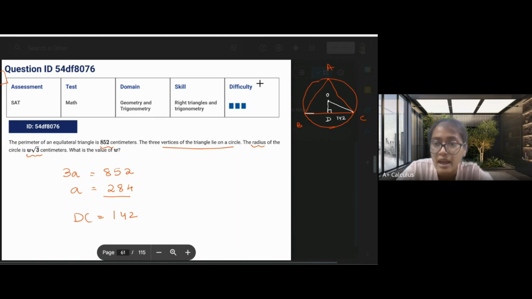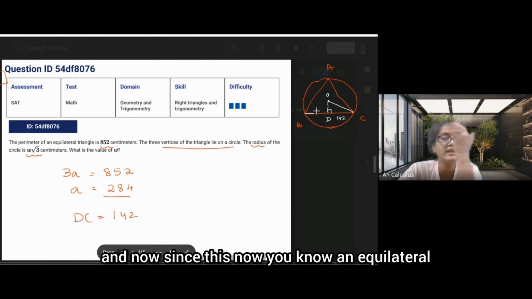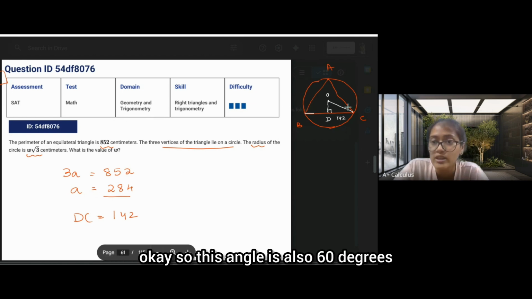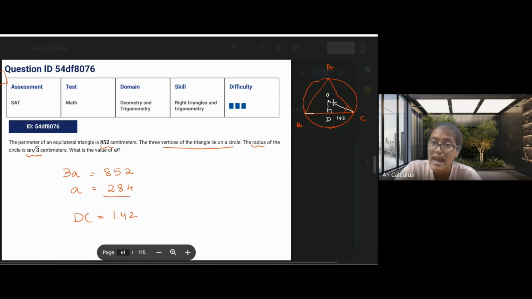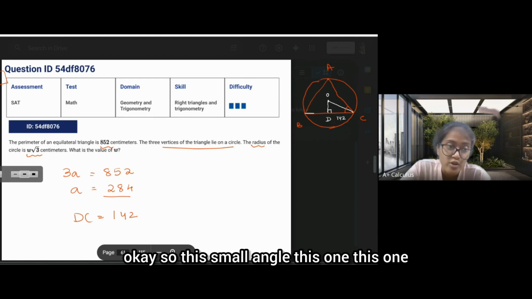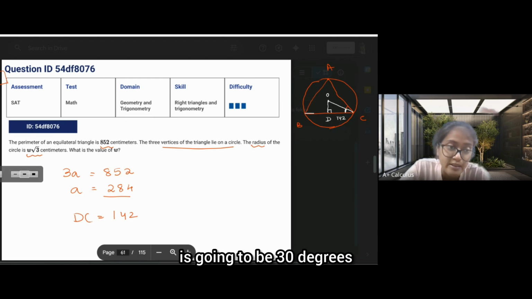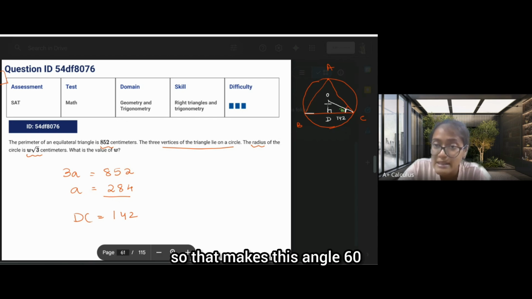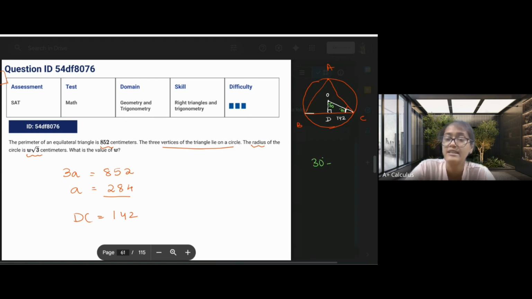Now, since this is an equilateral triangle, all the angles are 60 degrees, right? So this angle is also 60 degrees. And this line segment OC actually bisects this angle. So this small angle is going to be 30 degrees because half of 60 is 30. So that makes this angle 60 degrees, and this is a 30-60-90 triangle.